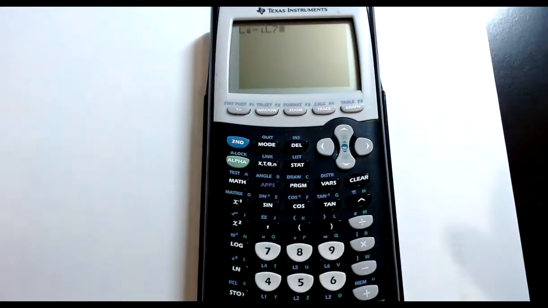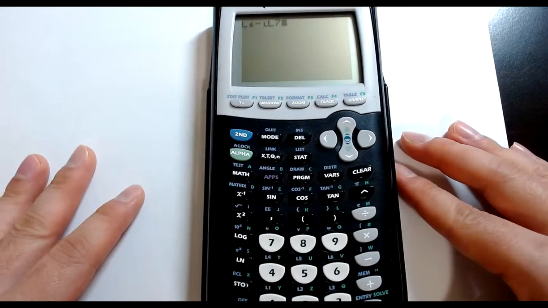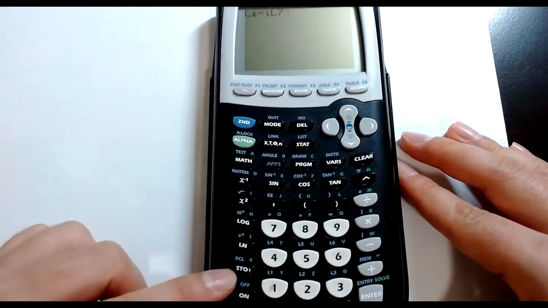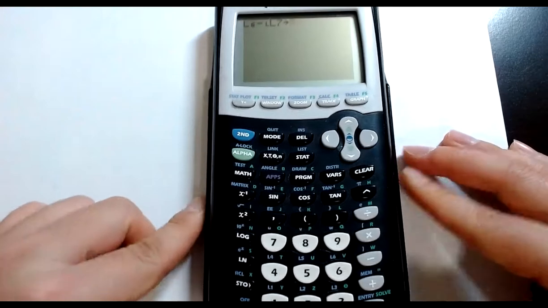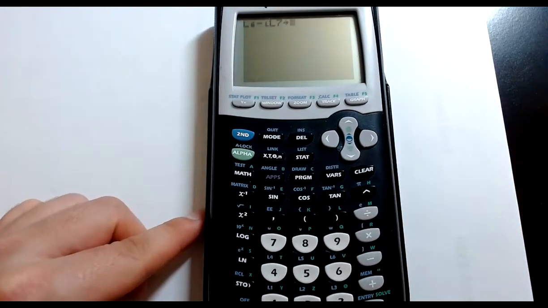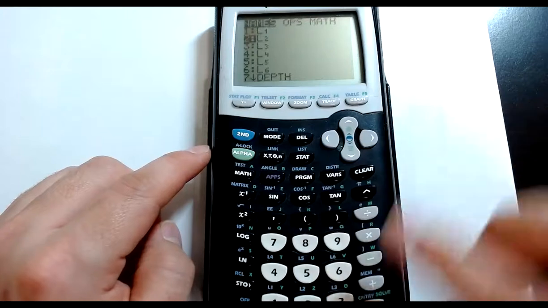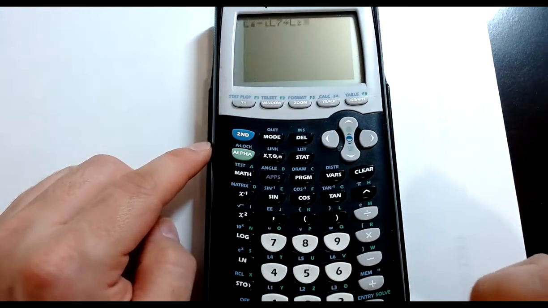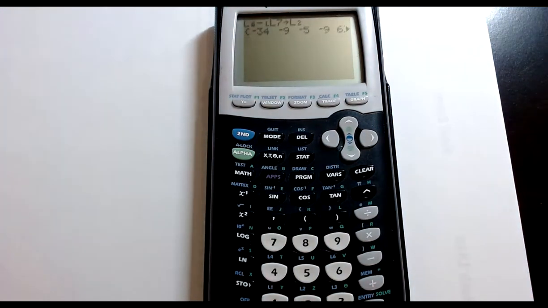Now to store the result into another column, we use this STO, which means store. Let me store the result into L2. So press list and choose L2, then enter. We get this. This is much better than manually calculating by hand.